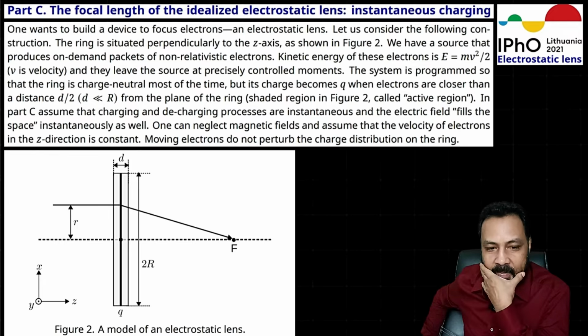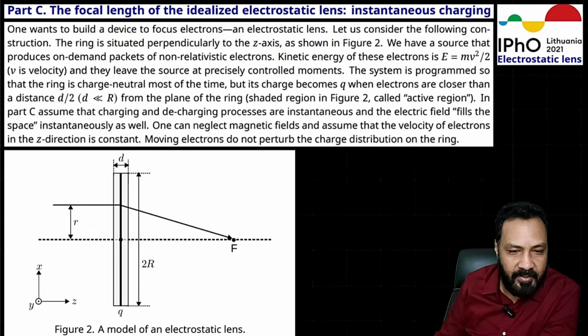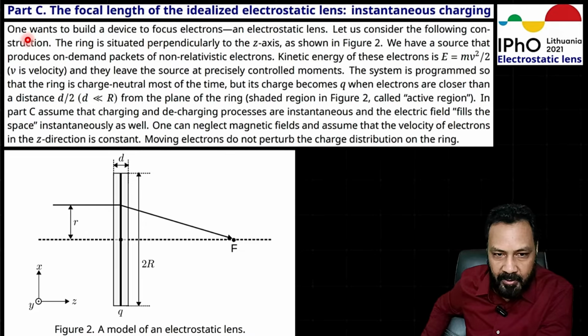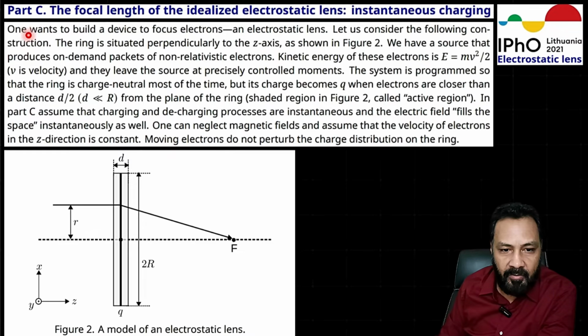And now the main part of this question. So let's try to understand this properly. That is the soul of this question, the electrostatic lens. They're saying we want to build a device to focus electrons, an electrostatic lens. So this is the construction.